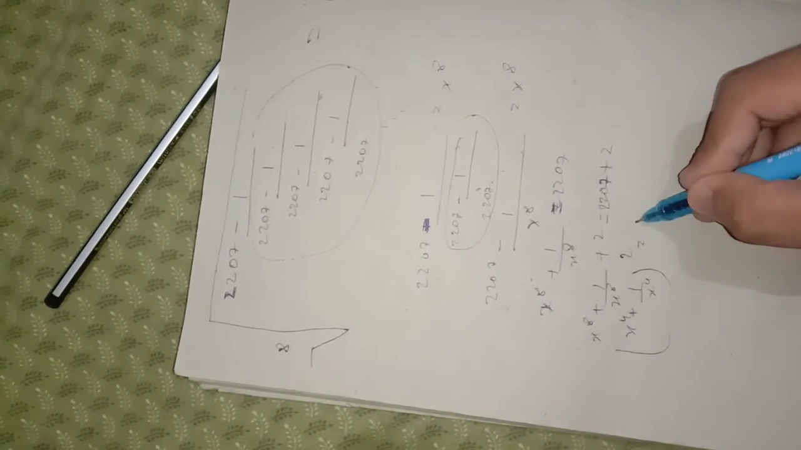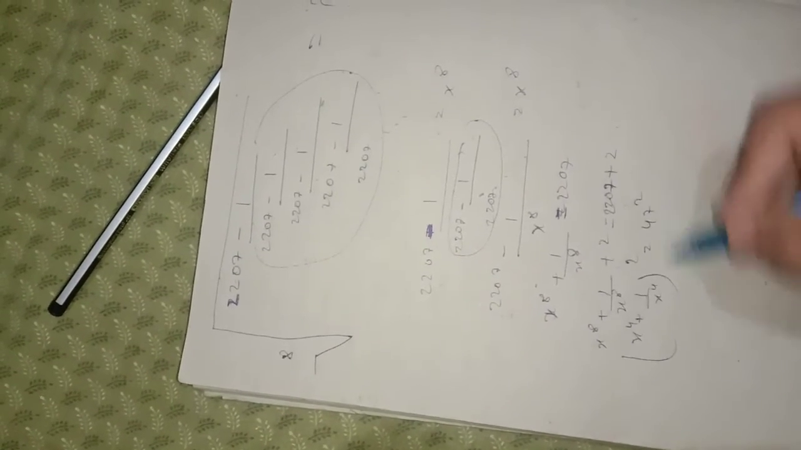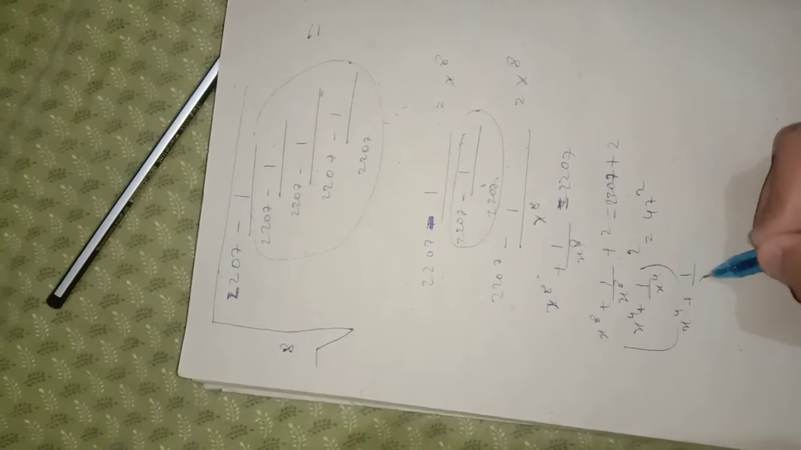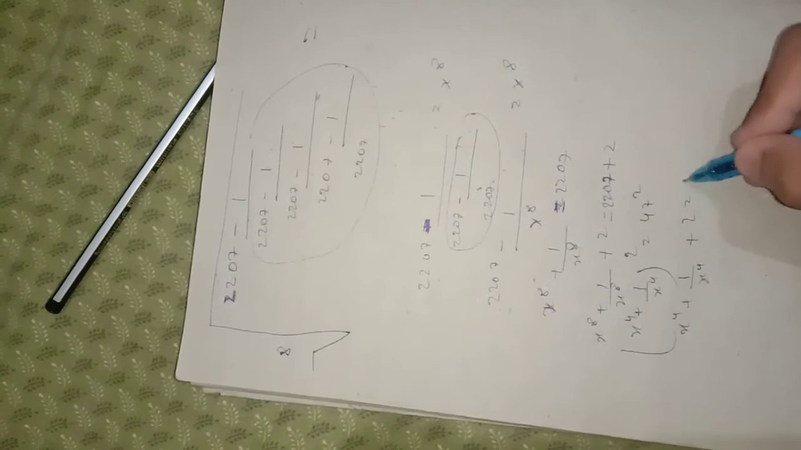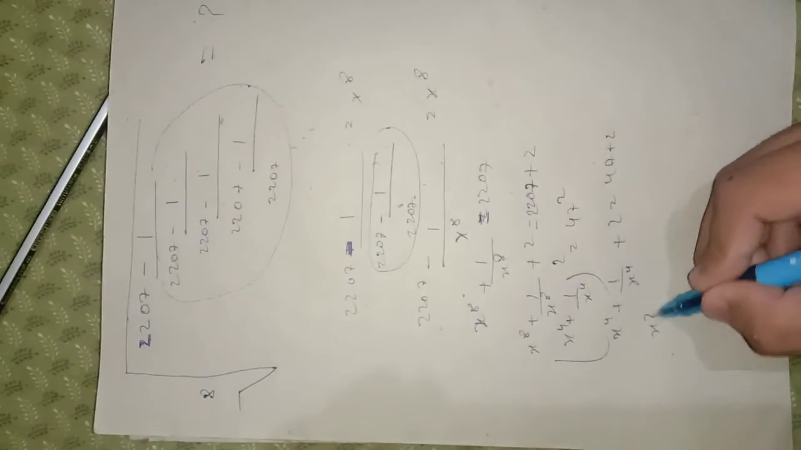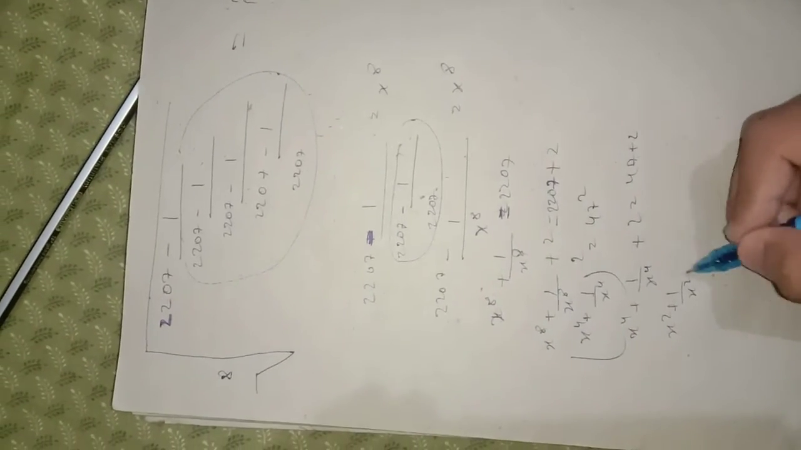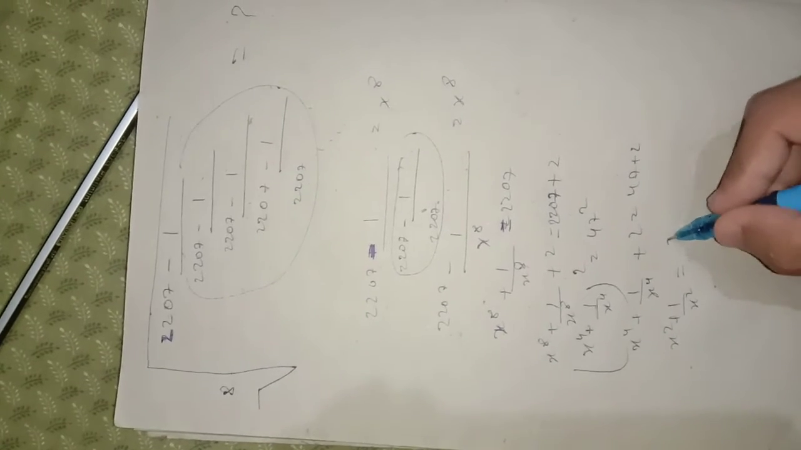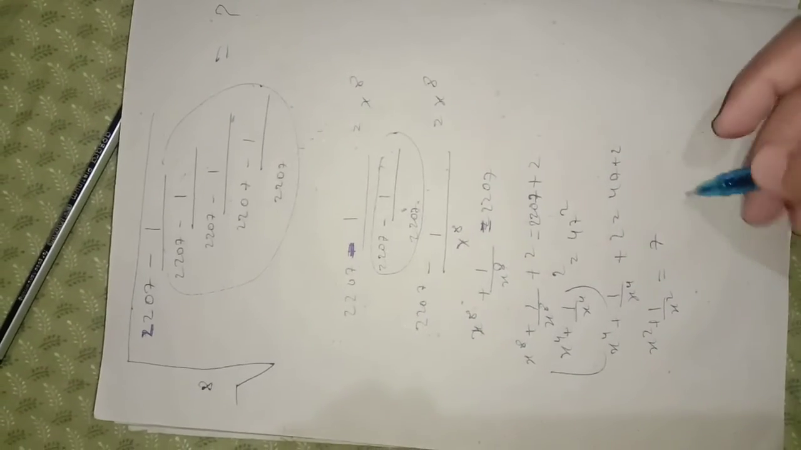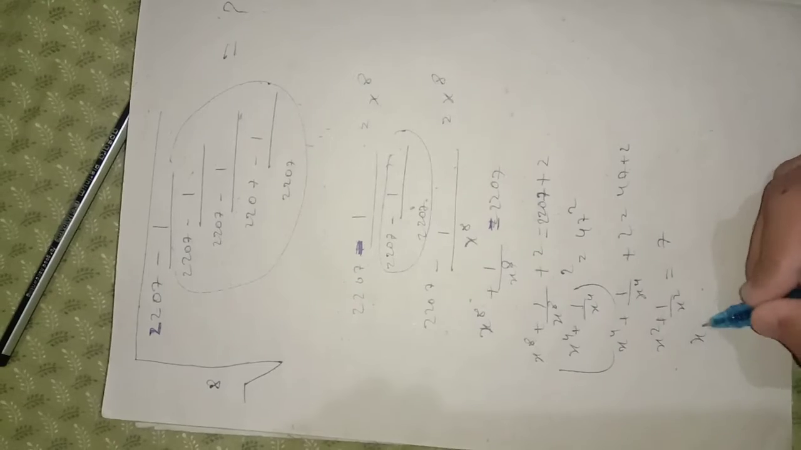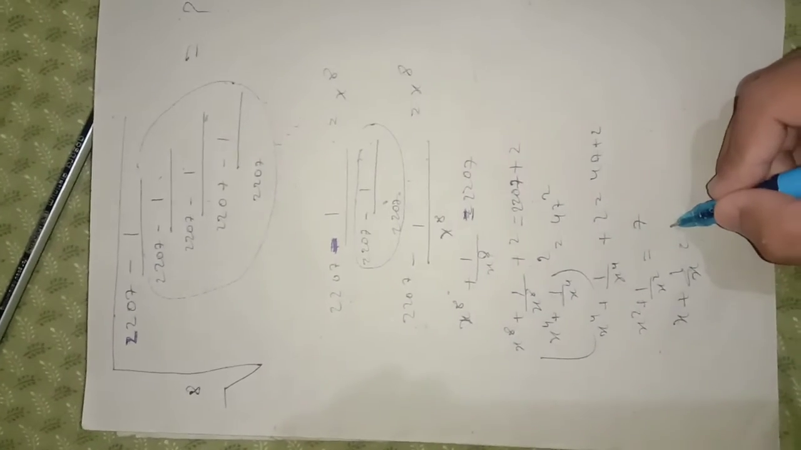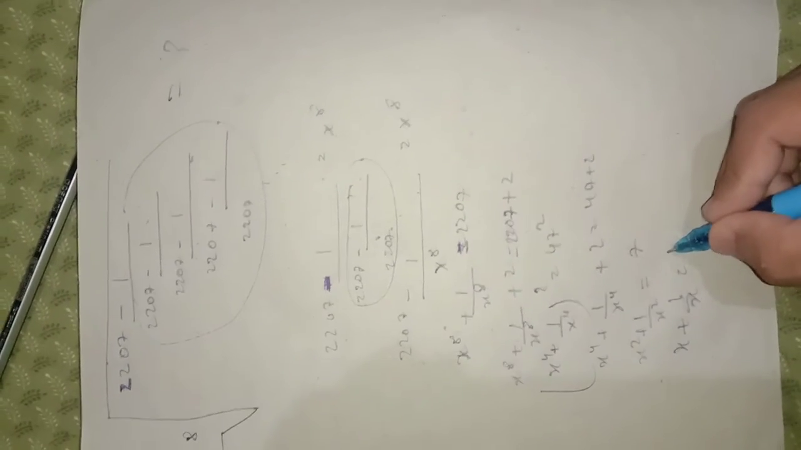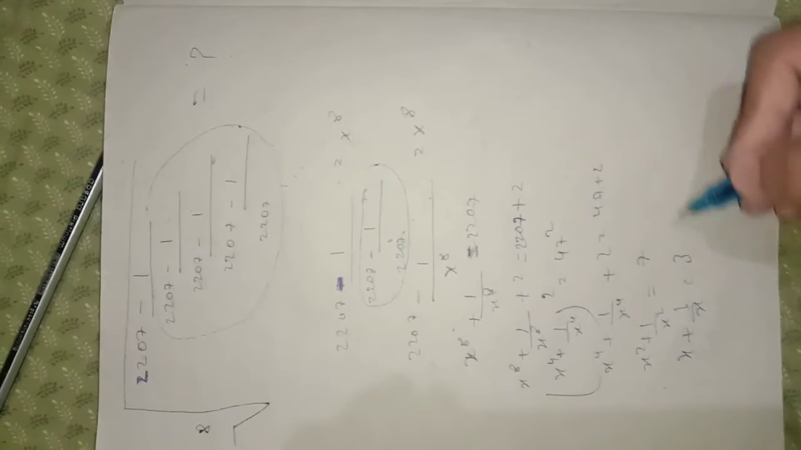square, which becomes square of 47. Now x to the power 4 plus 1 over x to the power 4 plus 2 and 47 plus 2, and again we get that x square plus 1 over x square is equal to 7, isn't it? Now x plus 1 over x, suppose, it becomes 3.